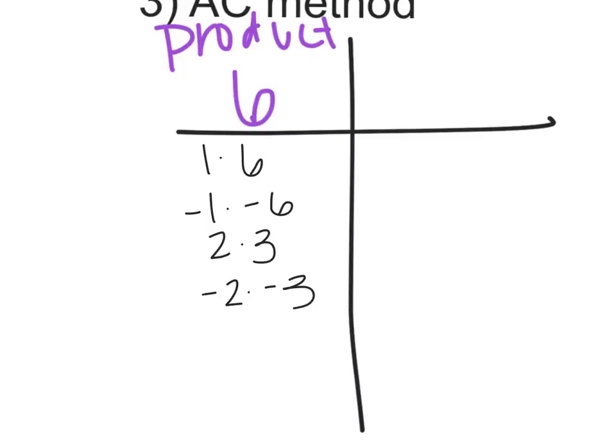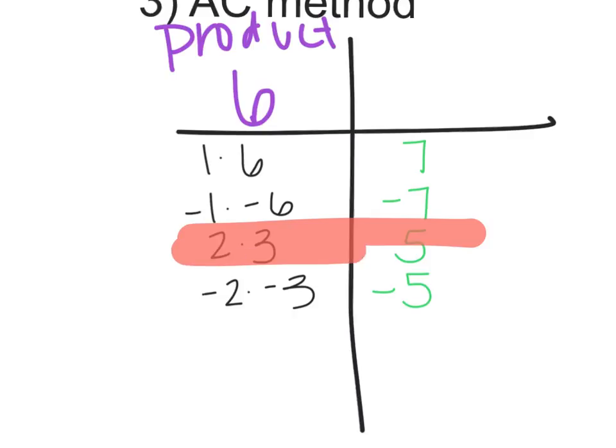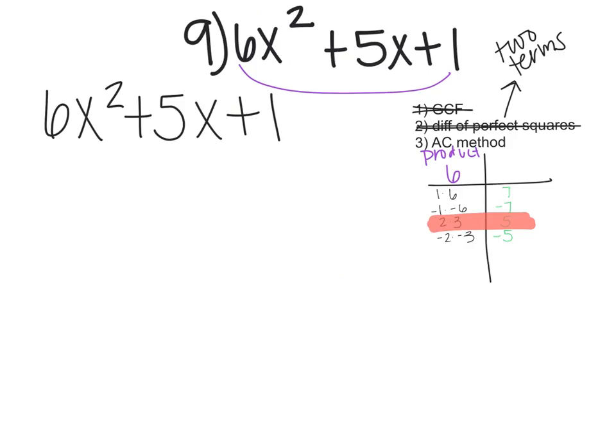If I start looking for their sums, 1 plus 6 is 7, negative 1 plus negative 6 is negative 7, 2 plus 3 is 5, negative 2 minus 3 would be negative 5. So that tells me that the pair of numbers I'm actually going to be using is 2 and 3, because they're the numbers that when I multiply them, they give me the 6, and when I add them, they give me 5. So this one's a little bit different because it has a leading coefficient of 6 here. It doesn't change how we do the problem though.